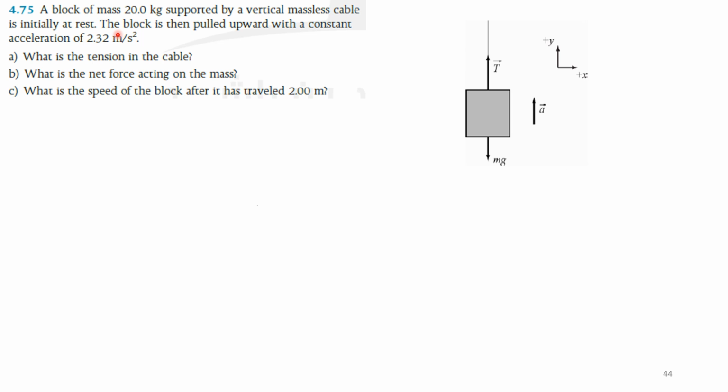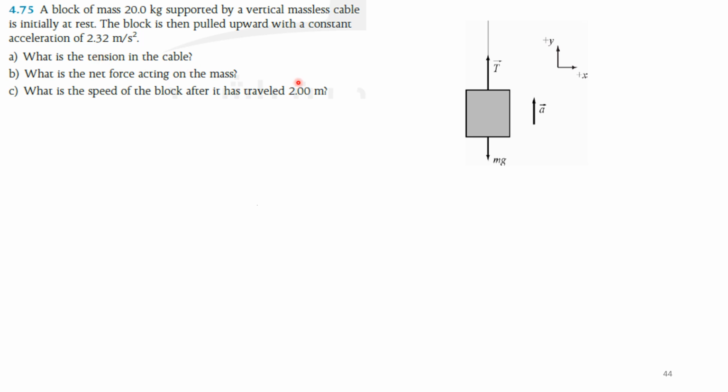For this one, a block of mass 20 kilograms is supported by a vertical massless cable. This is under the same bullet but with another example. The block is initially at rest, not moving. The block is then pulled upward with a constant acceleration. So it was not moving and then accelerated. We have an acceleration of 2.3. What is the tension in the cable?